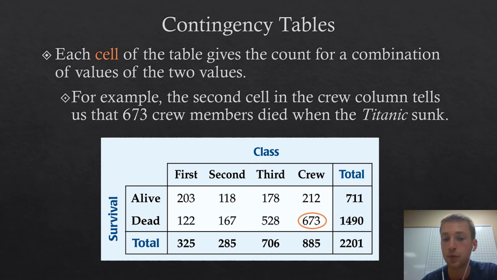So for example, this orange oval of 673, that means that 673 people were on the crew and they died. So that means of all the crew members, 673 died, and of those who died, 673 were crew members. So it allows us to look at that intersection between two of our variables.